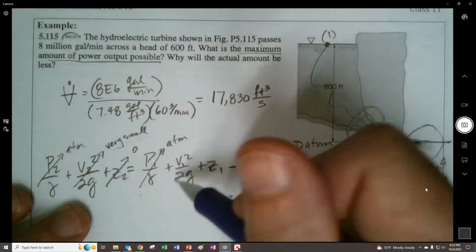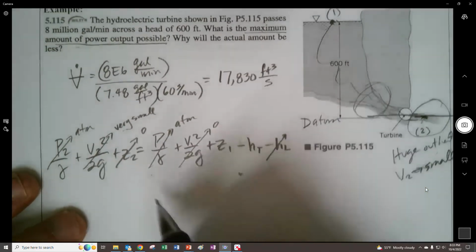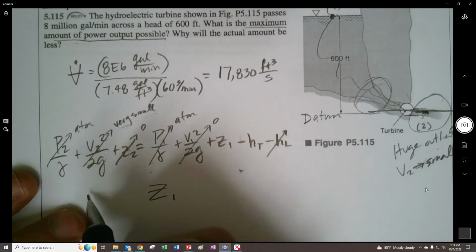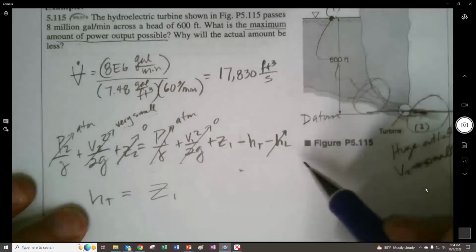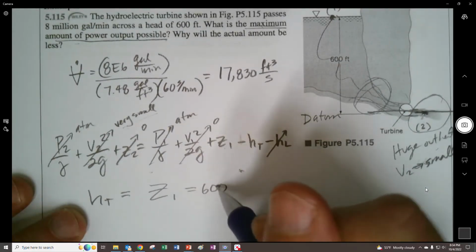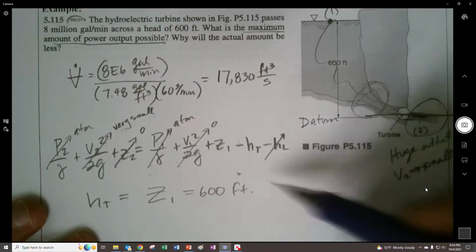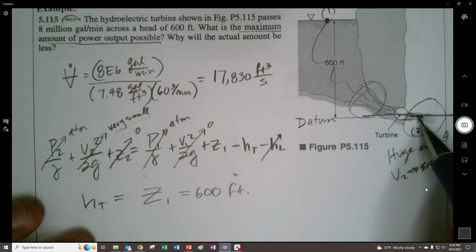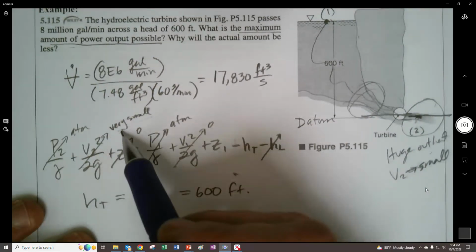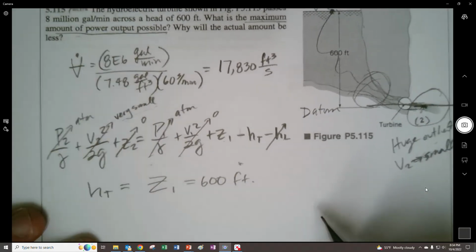And then up here, this is stationary. So what we're really left with is that Z1, or I should say the turbine head, is going to be equal to this elevation, which is equal to 600 feet. So max possible, it's because of this. Now, that's not really practical. I mean, they're going to have losses. It's not going to be a trickle coming out of here. So it's got to have some amount. You can just imagine it's going to be thunderously loud. But this is what the head is.